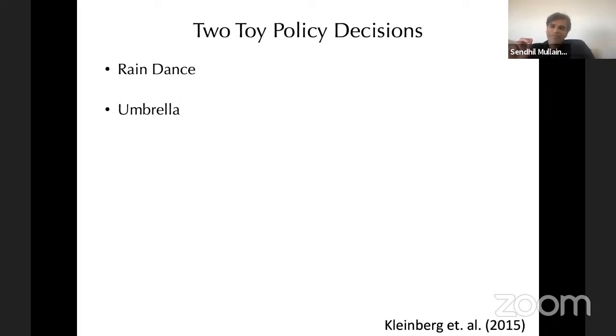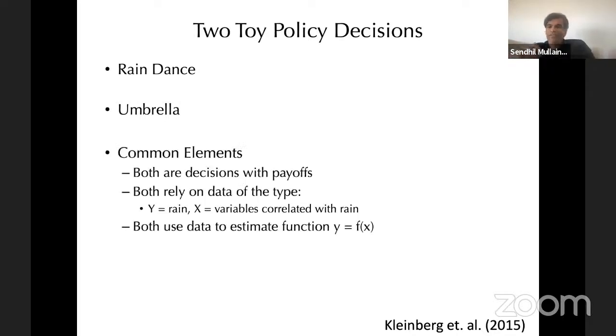Those are two questions being made, two choices being made. They're clearly decisions with payoffs. So consider everything they have in common. They're decisions with payoffs. To help answer them, they both rely on data of the type: there's a Y variable, rain in both cases. There's an X variable, and you're asking, I'd like to somehow relate X to Y. So both use data to estimate functions Y equals F of X.